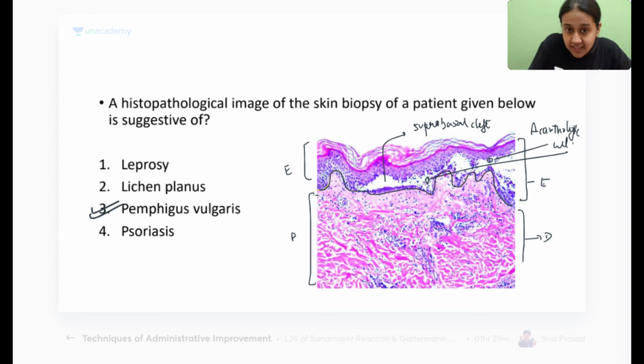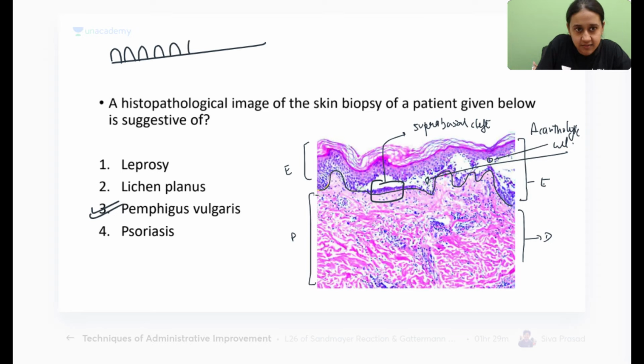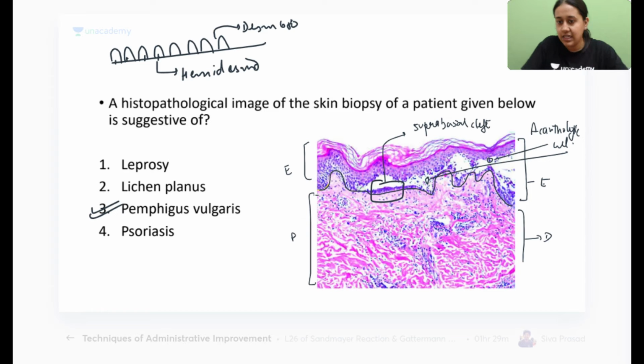Okay. Yes, this is the row of tombstone. Can you see this part? You can see the cells arranged like this. Stratum basale. Now they are connected to the stratum basale, but they are not connected to each other. And this is because the hemidesmosome is intact, but the desmosome is gone. Understood, all of you? Please give me a thumbs up if you understood. So this is called as row of tombstone appearance.